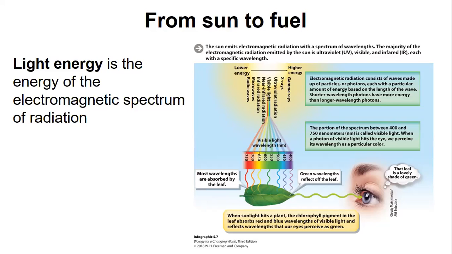One of the interesting things is that leaves, they are absorbing most of the wavelengths. And one of the wavelengths that they are not absorbing in the visible light spectrum is the green. The green wavelength is then reflected off the leaf, and we perceive it as green.